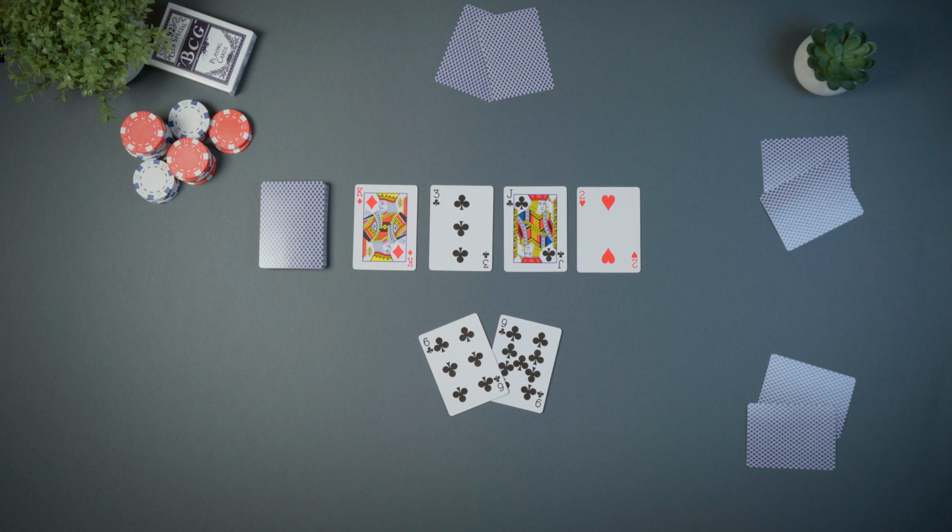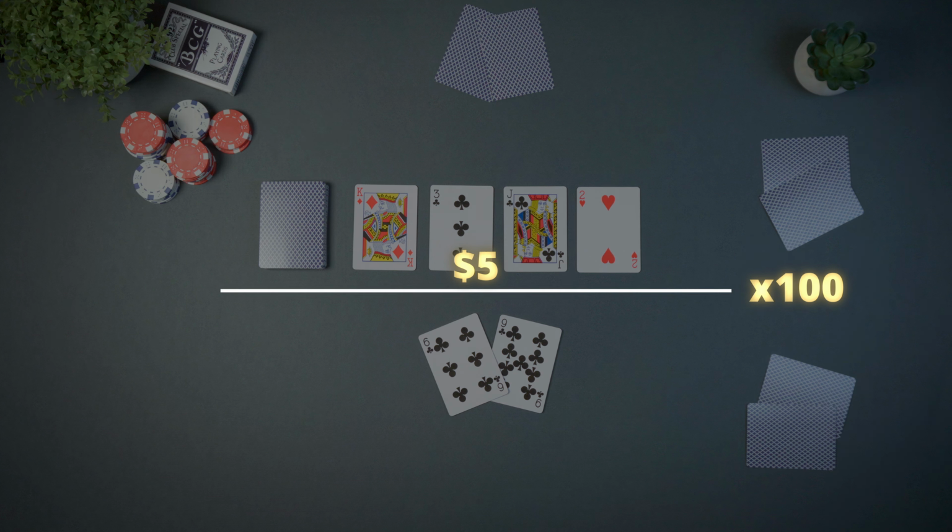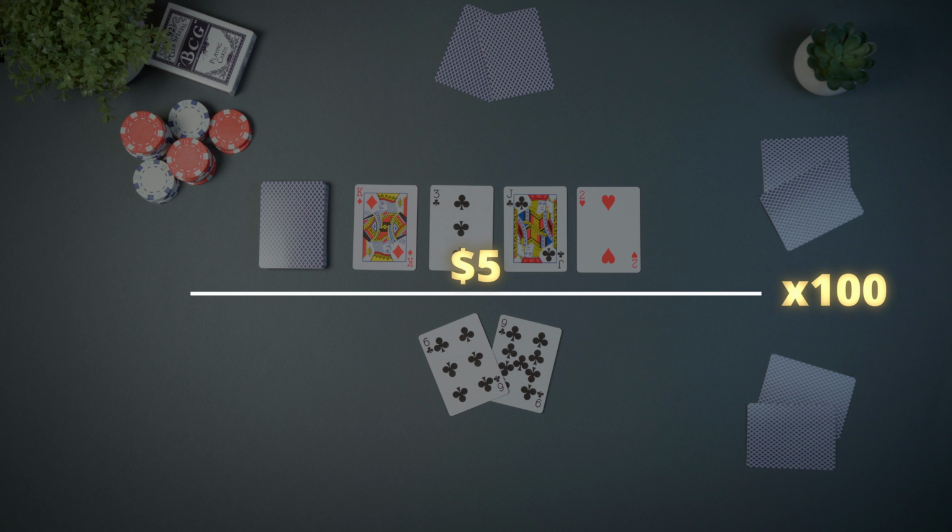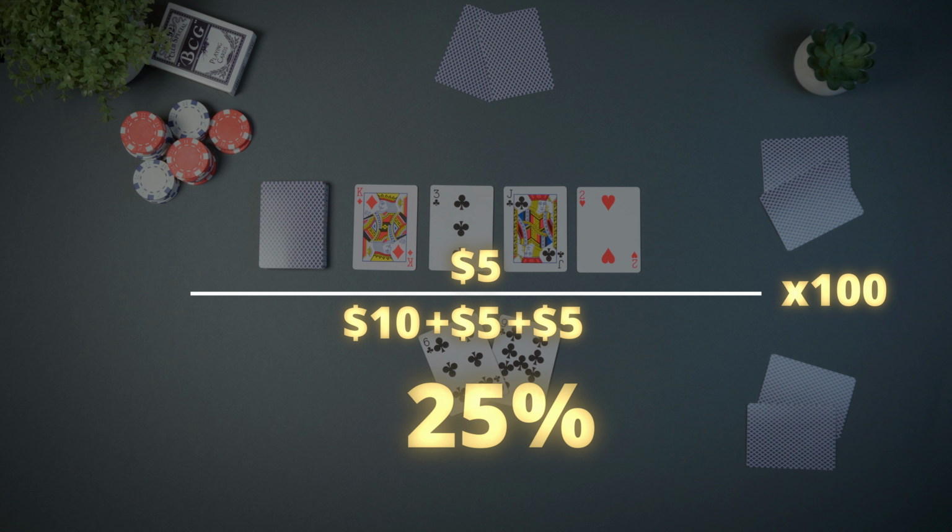Let's consider the following example. In this situation, we have a flush draw. There is $10 in the pot. Our opponent bets $5. With this information, let's calculate our odds. If we call $5, the pot will increase after our bet. $10 was at the beginning of the round, plus $5 from our opponent and our $5, and we will get $20. So, based on this, our odds are 25%.